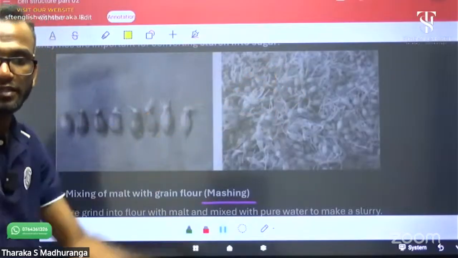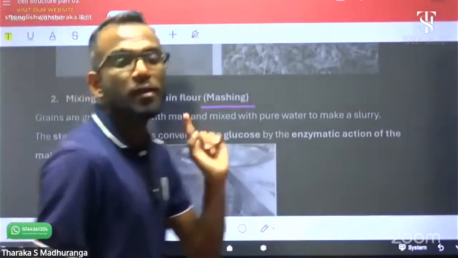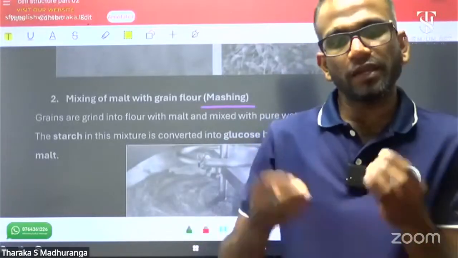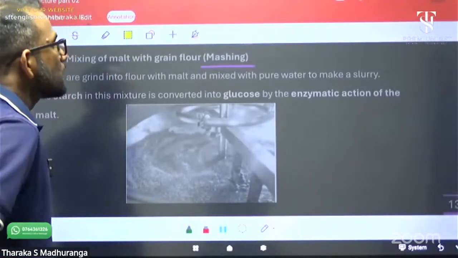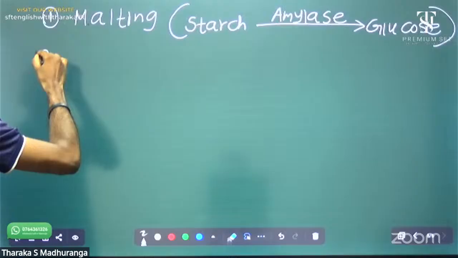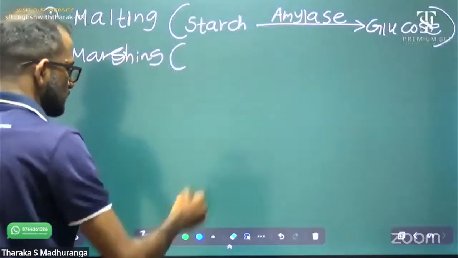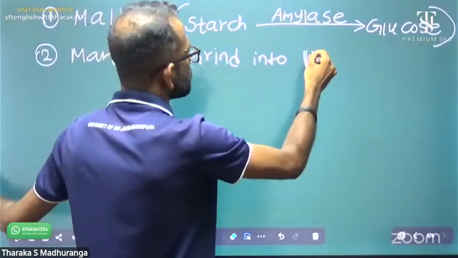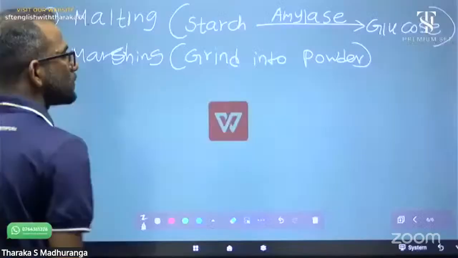We then have germinated barley seeds. Okay, the second step, mashing, means simply grinding. Grinding means these barley seeds are converted into powder. Mashing, the second step. Grind into powder form.